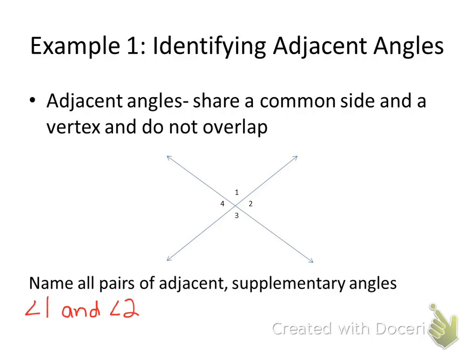Another pair of adjacent angles would be angles 1 and 4. Angles 1 and 4, because again, they share the common side and the common midpoint, and they're supplementary. So angles 1 and 4. Another pair of adjacent angles would be 4 and 3.